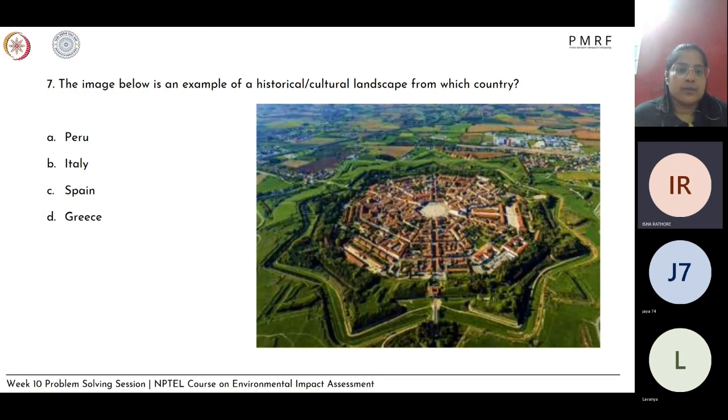The image below is an example of a historical or cultural landscape from which country? So the options are A, Peru, B, Italy, C, Spain, and D, Greece. Okay, so the correct answer is B, Italy. So this is a historical or cultural landscape of the country of Italy.